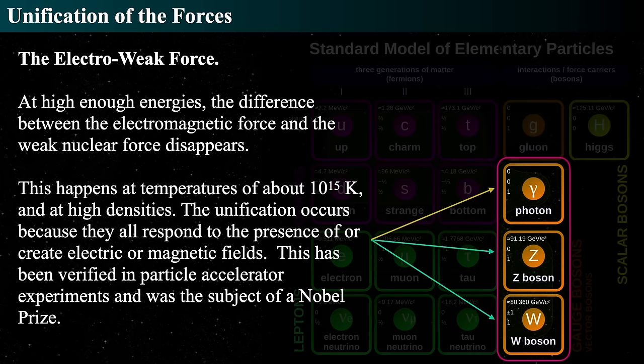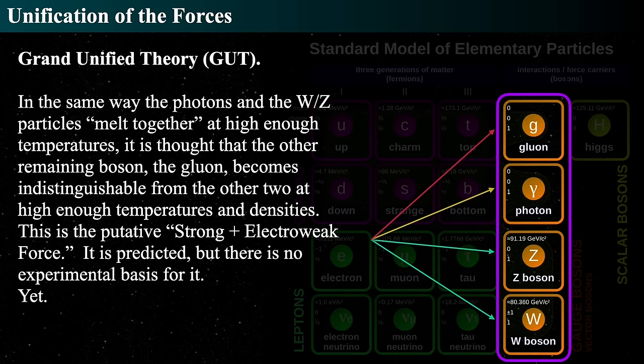Now we can theorize that there is a grand unified theory that says that at some point the strong nuclear force binds into the electroweak force at much, much, much higher temperatures and higher pressures and higher densities, so that then becomes one force. We left out gravity, though. There's no experimental basis for the grand unified theory yet, but people make up stuff and they try their best.